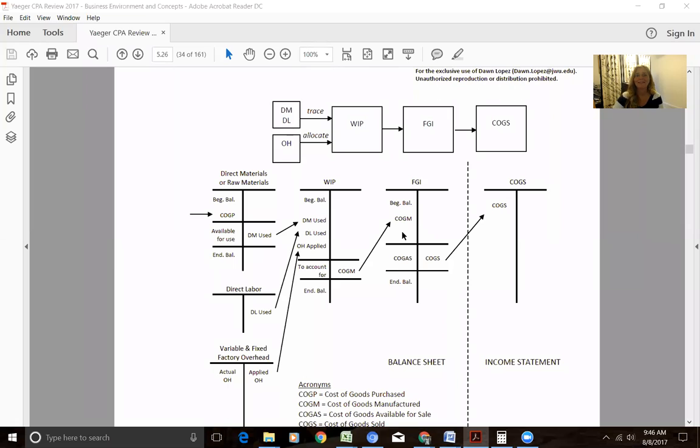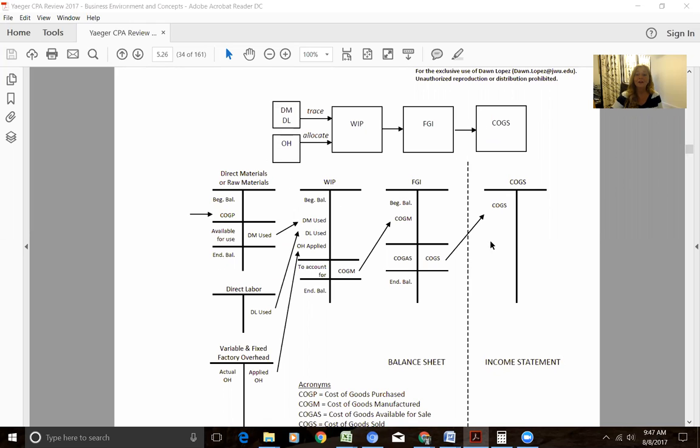Here's the diagram that's in your textbook, and these are the rooms that I was talking about. We have our direct materials here. The materials get placed into a work in process room. They convert, if you will, from materials into automobiles. This is where the manufacturing actually takes place. Then it transfers into our finished goods room. Finally, the vehicles are sold, and it ends up on our income statement as cost of goods sold.